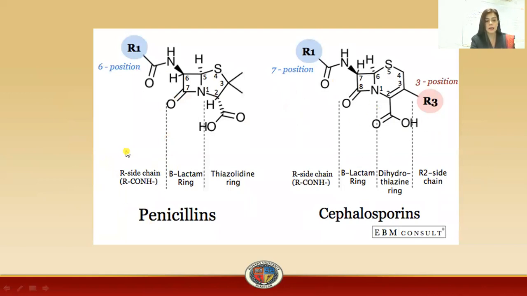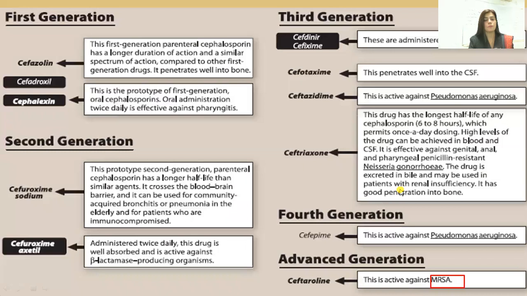The penicillin contains the R side chain at position number 6, that is represented here by R1. It has a central beta-lactam ring like that of the cephalosporins. And then we have the thiazolidine ring. Now, what is in the case of the cephalosporins? Here we have the R side chain at position number 7, where there will be addition of certain side chains. Then we have another side chain at position number 3, that is represented by R3. Then like penicillin, here we also have the beta-lactam ring. Then we have a dihydrothiazine ring in it.